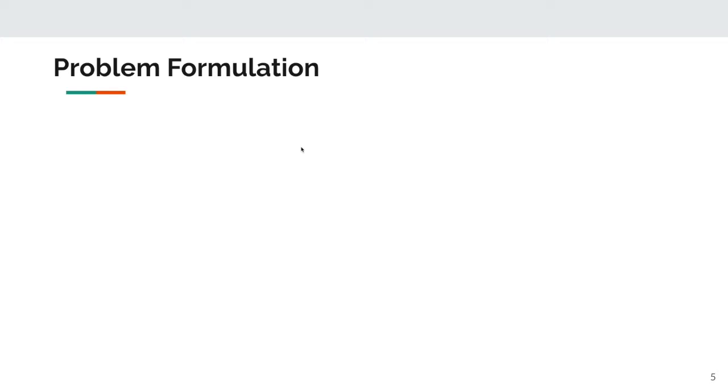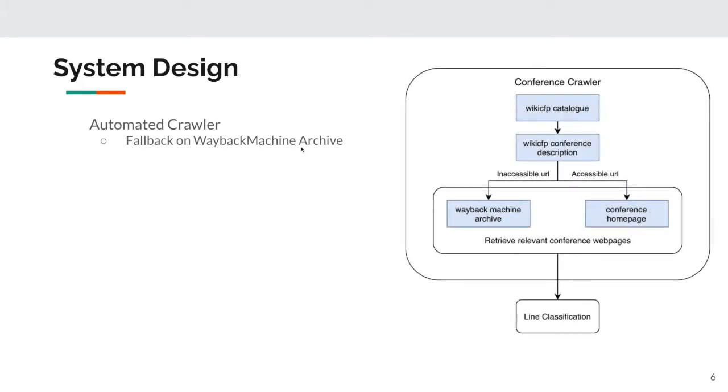So before I move on to system design, we first give a formulation of our task, which is to extract unique scholar, affiliation, and conference role label tuples from computer science call for paper websites. Given our task, we built a system starting with an automated crawler originating from wikicfp.com, which is a website that contains crowdsourced information on upcoming conferences.